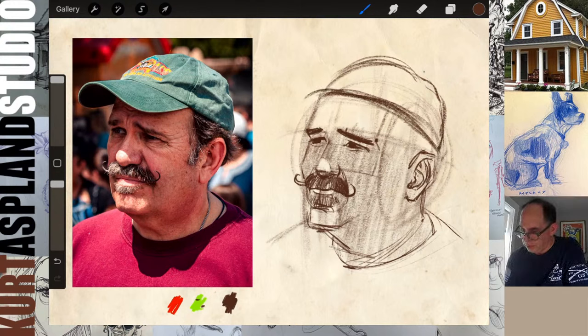This guy looks like someone from a Turkish bazaar or something, right? Okay. We've got the cap of his hat in. I'm gonna add just a little bit of tone back here. All right, let's get this hair in now. We're gonna come in and get that brim in just a second.